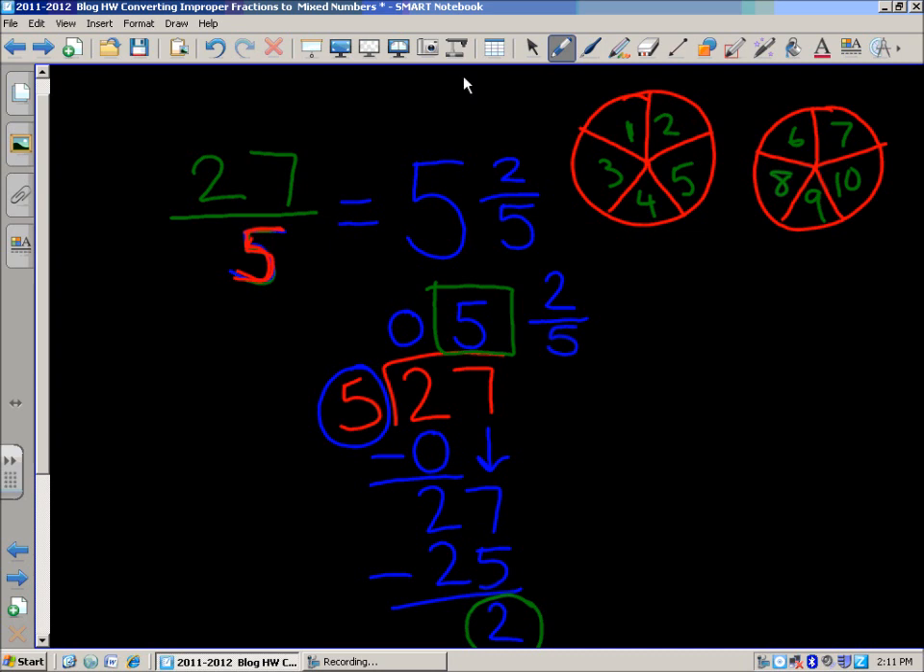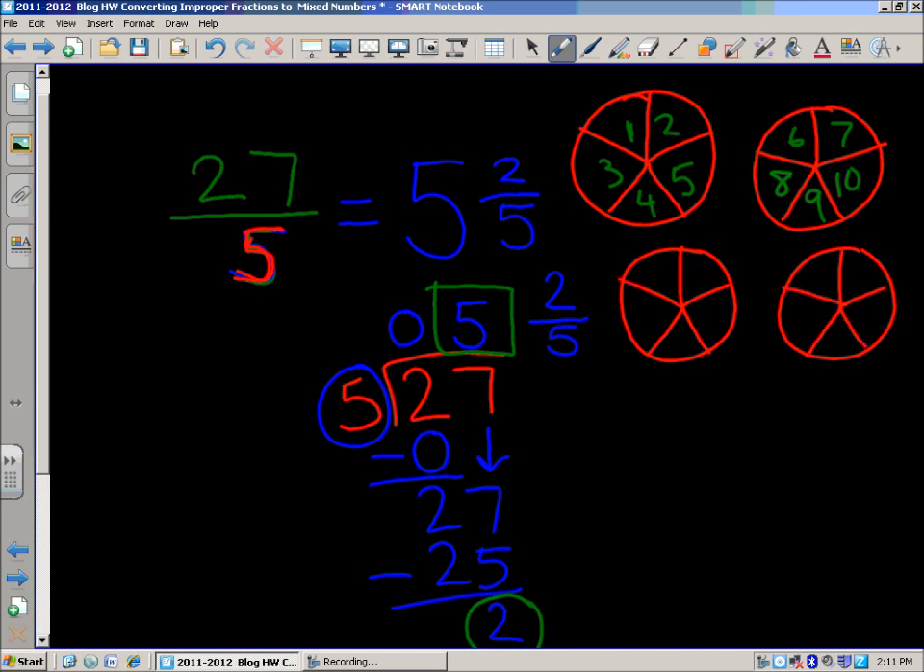Well, if 2 pies equals 10/5, then 4 pies should equal 20/5. So let's check that out. We've got 11, 12/5, 13/5, 14, 15/5, 16, 17, 17/5, 18/5, 19, and sure enough, we have 20/5. So you can see 4 whole pies will give you 20/5.